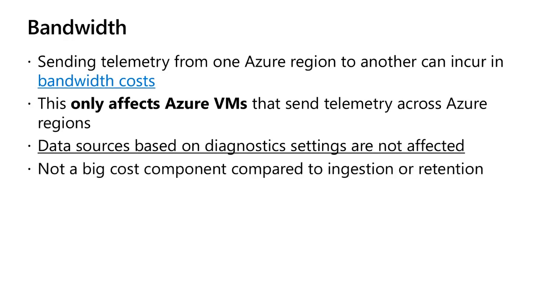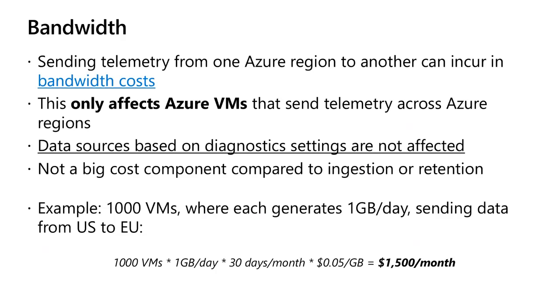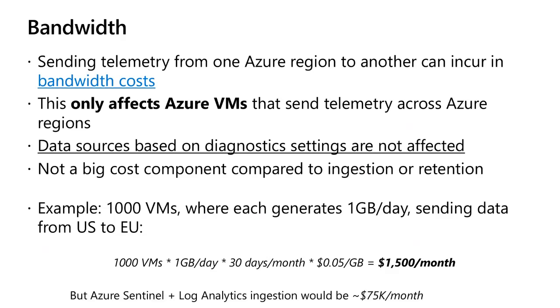Still, even if it's charged for Azure VMs, it's not a big cost component compared to ingestion and retention. Just to see an example, take 1,000 VMs where each generates 1 gigabyte per day, sending data from the US to the EU. That would be 1,000 VMs times 1 gigabyte per day, 30 days per month, at $0.05 per gigabyte for the bandwidth. That would be around $1,500 per month. But if we compare that to the total ingestion in Sentinel and Log Analytics, which would be $75K per month, you can see that it is a small cost component.